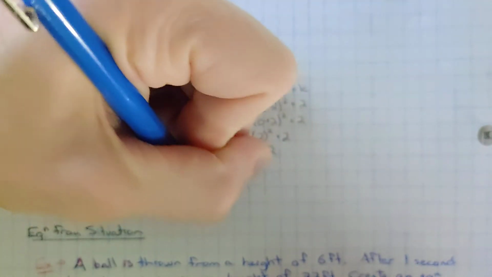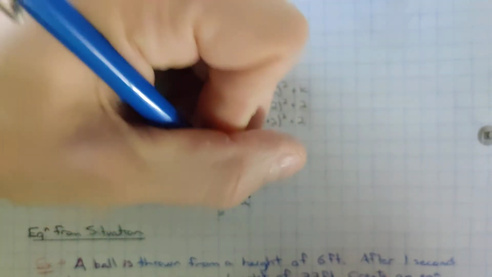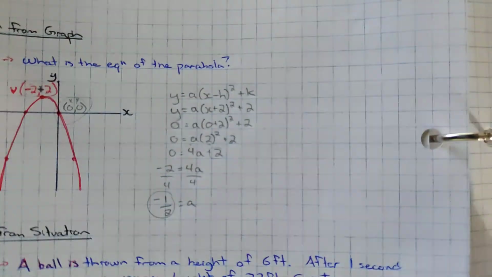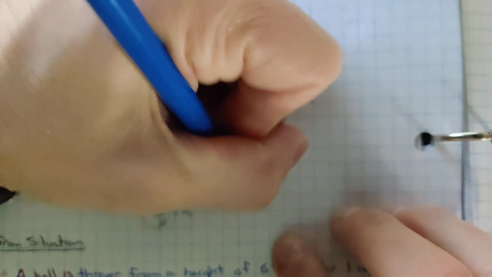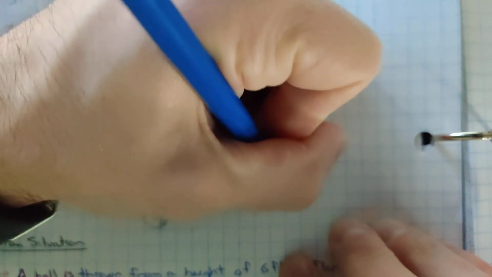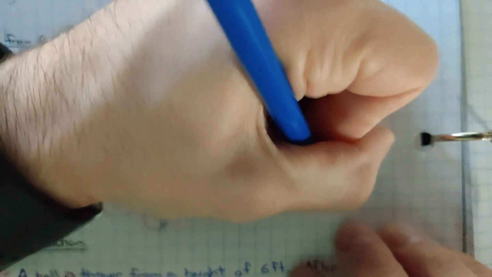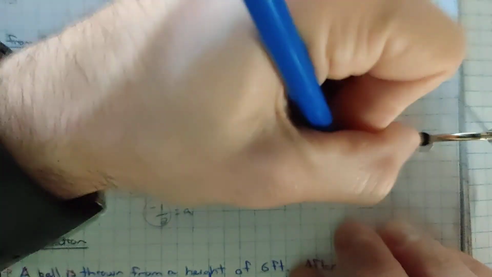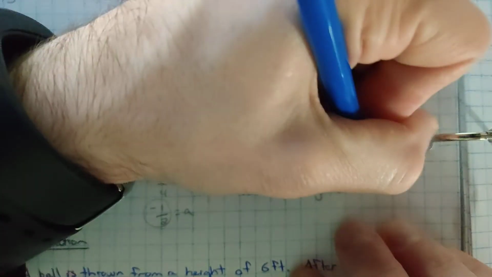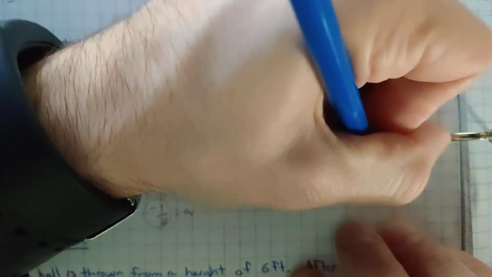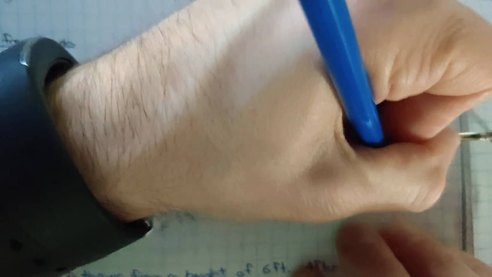And that simplifies down to 1/2 equals a. So here's my a value. So the equation is, therefore, y equals negative 1/2 (x plus 2) squared plus 2.